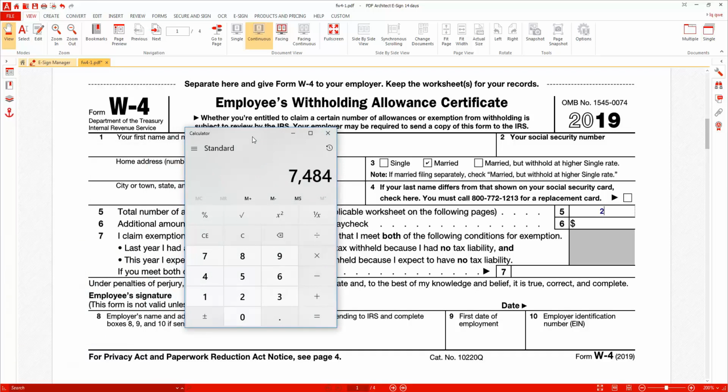So if you get paid bi-weekly, it's 26. If you get paid weekly, it's 52. If you get paid every month, it's 12. If you get paid bi-monthly or semi-monthly, it's 24. So we're going to assume bi-weekly and divide by 26. Every pay period, $287.85 needs to come out of that paycheck.